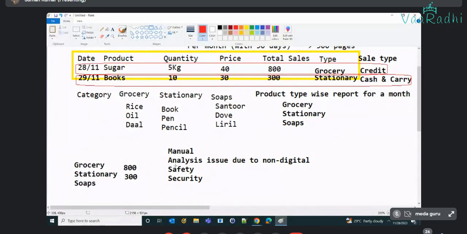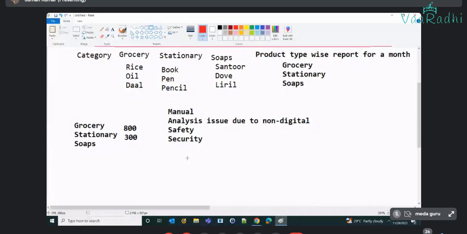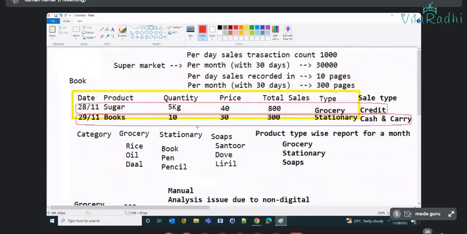And even if, let's suppose, this book is very safe and securely maintained by you, in that case the analysis becomes more complex. Analysis becomes more complex because on average per day I'm having 1,000 sales transactions. So per month I'll have 30,000 sales transactions. And it takes 10 pages to record one day of sales transactions. So overall for 30 days it will become 300 pages.